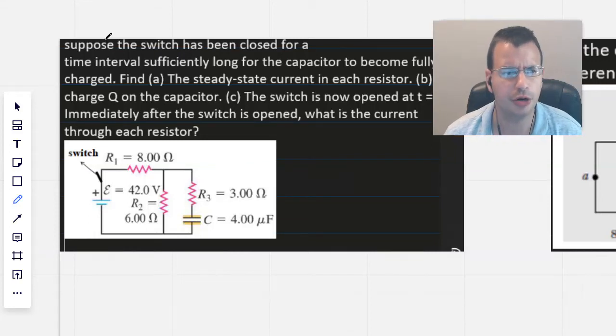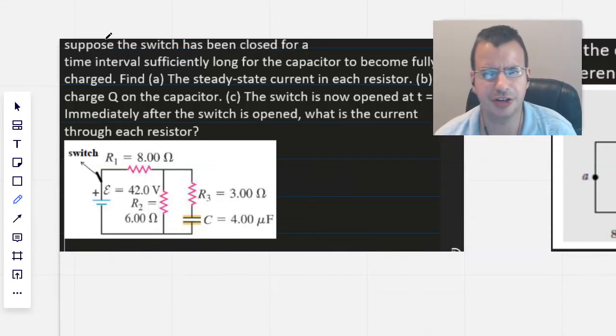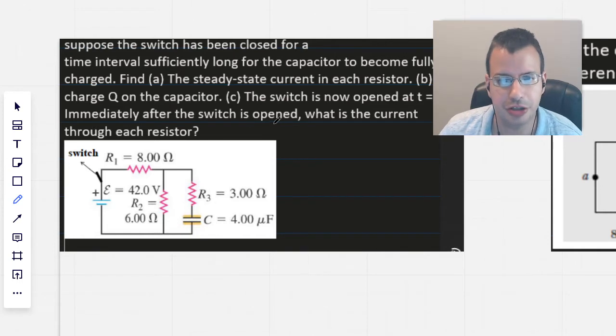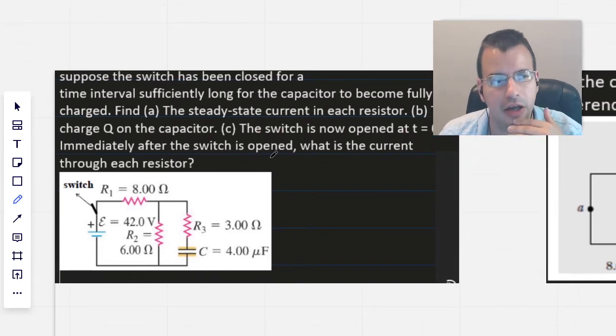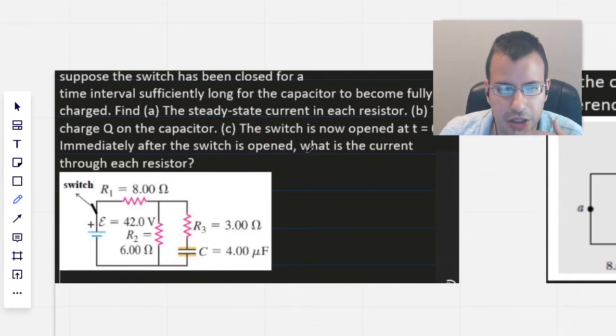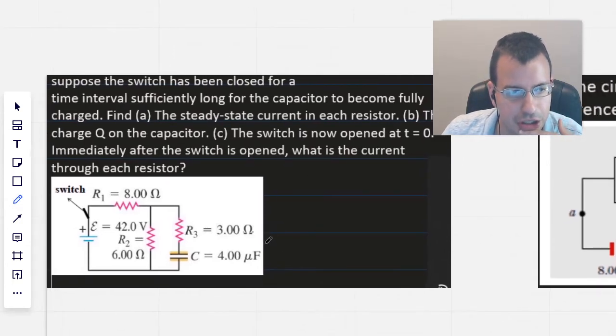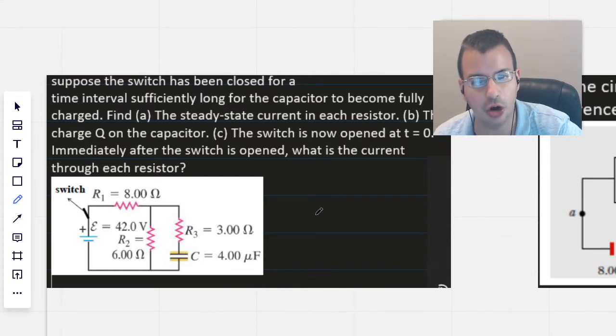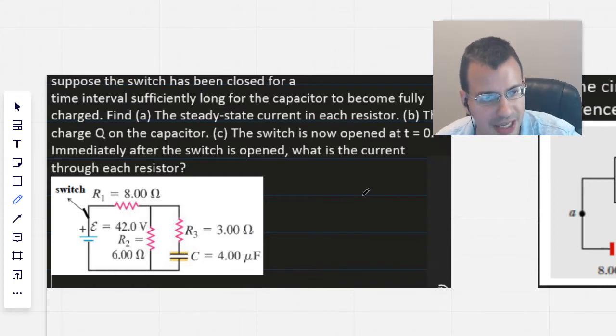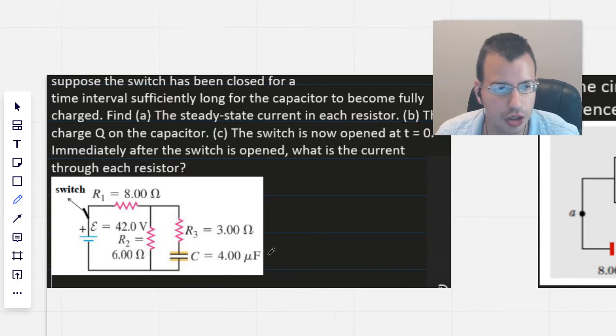Suppose the switch has been closed for a time interval sufficiently long for the capacitor to become fully charged, which is infinite. Find the steady state current in each resistor. Then find the charge Q on the capacitor. The switch is then opened at time t equals 0. Immediately after the switch is opened, what is the current through each resistor?